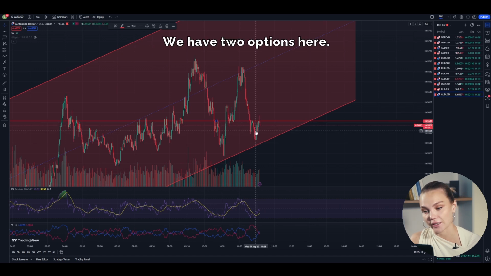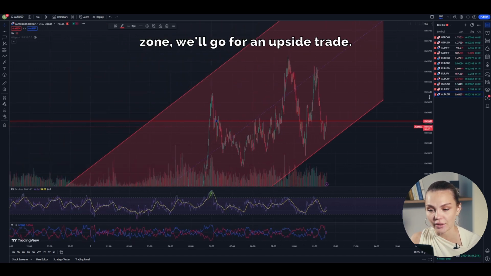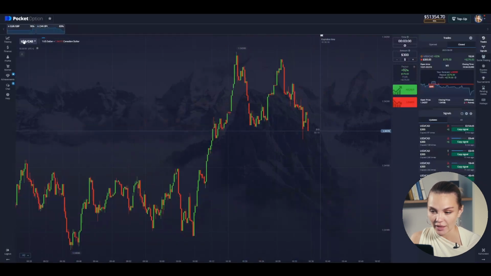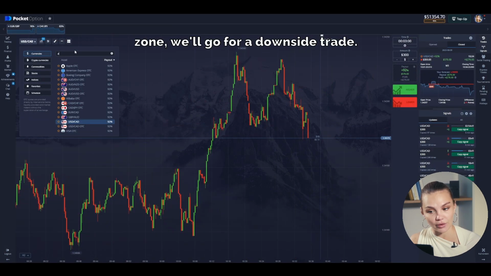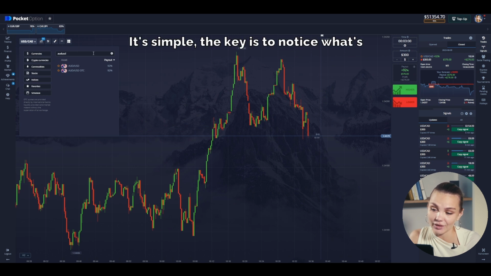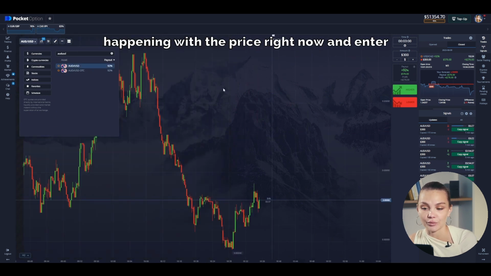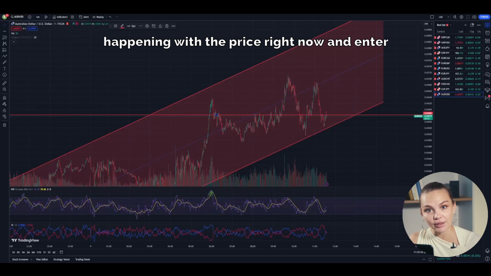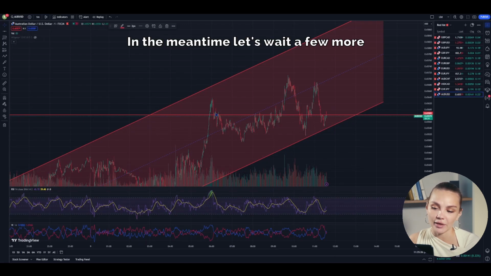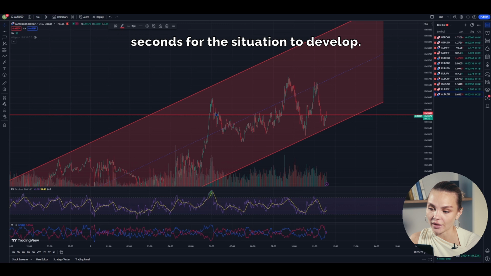We have two options here. If the price breaks through this zone, we'll go for an upside trade. If the price bounces off this zone, we'll go for a downside trade. It's simple. The key is to notice what's happening with the price right now and enter a trade quickly. In the meantime, let's wait a few more seconds for the situation to develop.